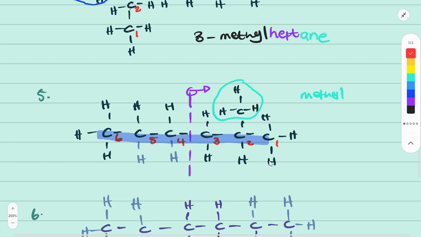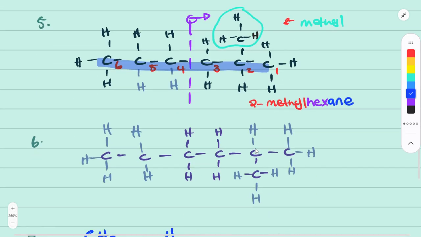Then after saying that, we're going to start naming. So we start with our prefix. Our prefix is going to be 2-methyl, so this methyl is on the second carbon. So we say 2-methyl. And then how many carbons do you have in your parent chain? 6. And 6 is hex. And then which homologous series? It is going to be an alkane. Right. And then let's move to the next molecule, guys.